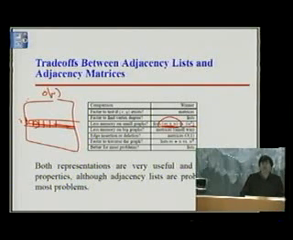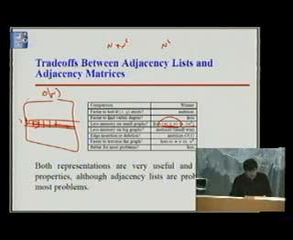What if we have a dense graph? In a dense graph, which uses less space, a matrix or an adjacency list? Asymptotically, they both use n squared space. Does everybody agree with that? If you have n squared edges, the adjacency lists use n plus n squared, and the adjacency matrix uses n squared. There's a slight win for matrices if the graph is dense.